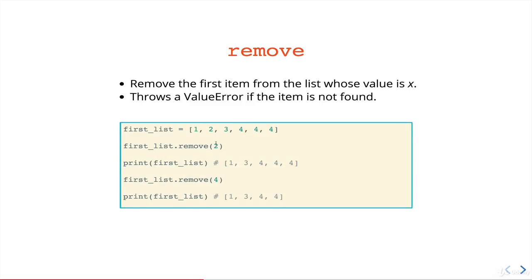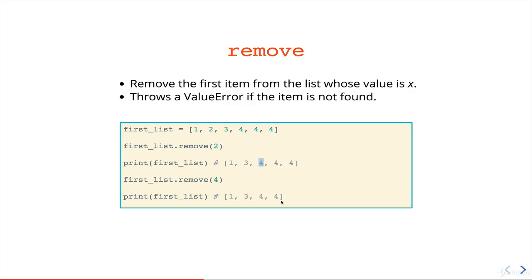So here's an example. This list has 1, 2, 3, 4, 4, 4. And if I run .remove 2, it's going to find the first instance of 2, which is right here. It's the only one, and it removes it out, leaving us with 1, 3, 4, 4, 4. But if we tried it with .remove 4, there's multiple 4s, it will only remove the first one. And so we end up with 1, 3, 4, 4.